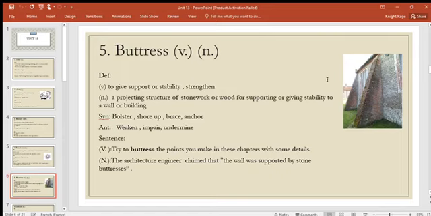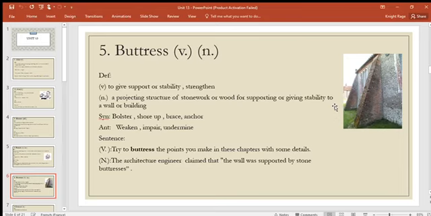like you can see here in this photo. Okay, this is a buttress. Okay, it's supporting the wall. Sentence: try to buttress the points you make in these chapters with some details. As a noun, the architecture engineer claimed that the wall was supported by stone buttress.